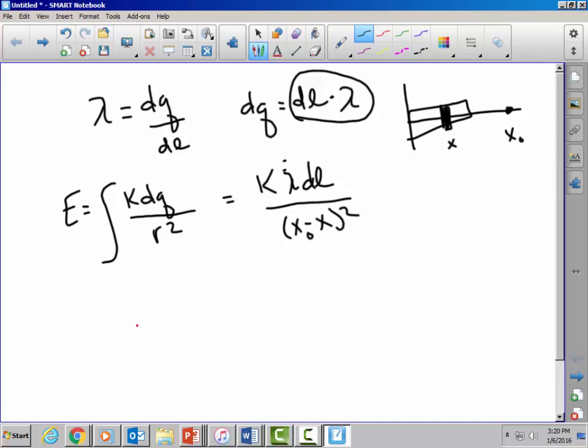Alright, so just to make sure that everything is in the same terms here, instead of saying lambda dl, I'm just going to change that to be lambda dx, because I'm integrating, or this rod extends along the x-axis, so the length of it will change along the x-axis. So I'm just going to change that to be x instead of L.